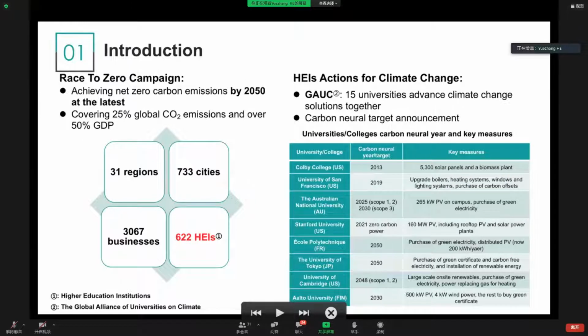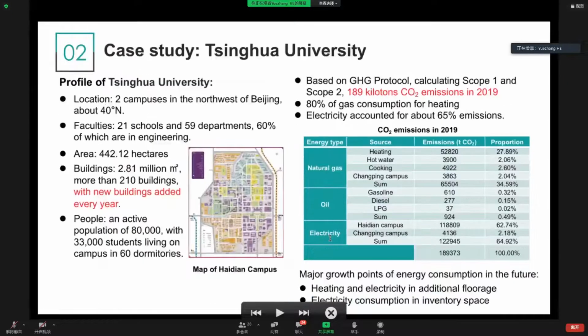And 15 universities established a GOC to advance climate change solutions together. Tsinghua University is a member of GOC. Well, it has yet to commit to carbon neutrality and doesn't have a specific target. So our research is to provide some advice for the target for Tsinghua University to realize carbon neutrality.